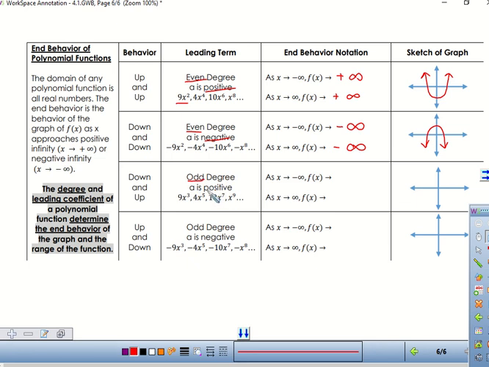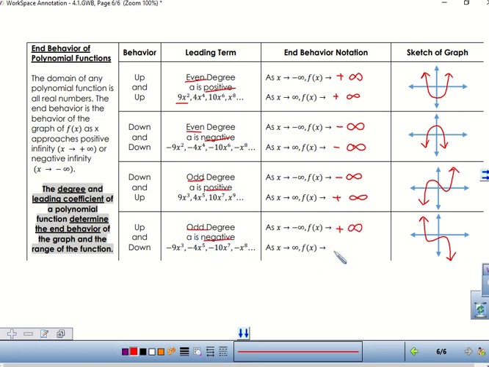Odd, positive. That's going to start down and end upward. There's multiple different versions of this that you could look at. Any of these particular polynomials, you can go ahead and graph in Desmos if you want to get a better look at what they look like. As we go in the negative direction for x, the function goes down, and as we go in the positive direction, we go up. And then odd negative is the opposite. Starts up, ends downward.